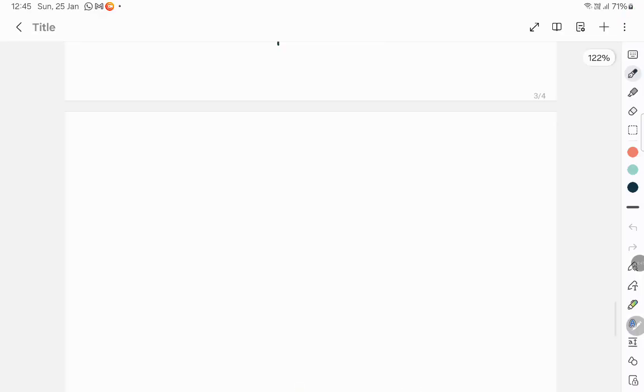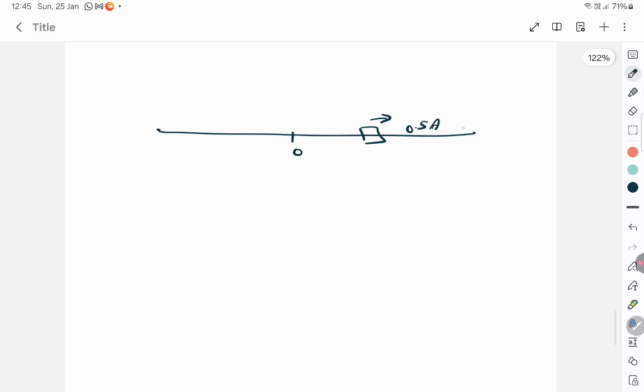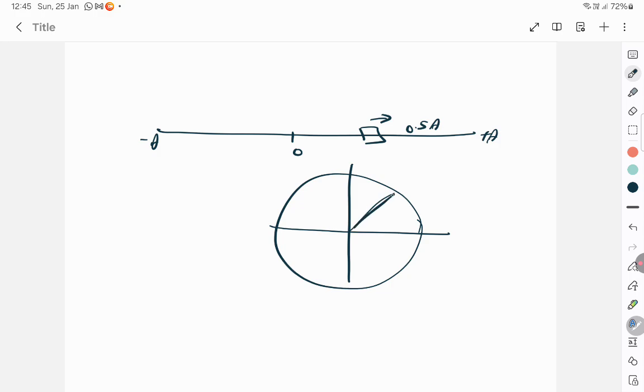I think there was a question in which the block was here. This is the origin. The block was moving towards the right, and this distance is 0.5 a. You know, this is plus a and this is minus a. I'll immediately compare this with the phasor diagram. At time t is equal to 0, this is where it is. This will be the phase difference, which is phi naught. The question is about finding the initial phase.